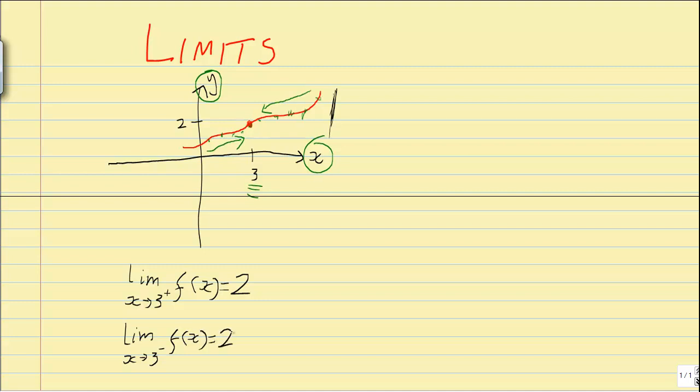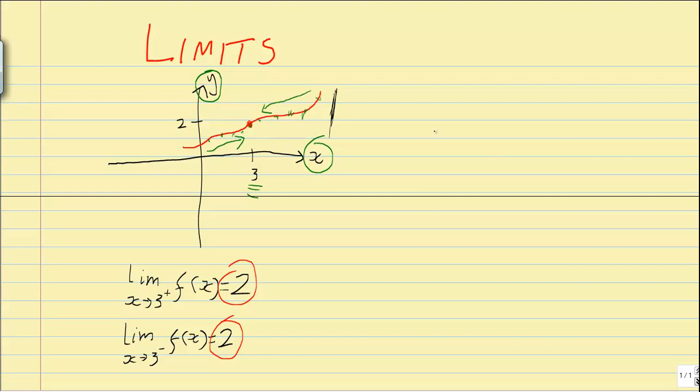equals 2. And because these both equal the same number, because when we approach it from the positive direction we get 2, and when we approach it from the negative direction we get 2, we can say that the limit exists. And this is actually going to become very important when we're doing our calculus, because we can only obtain the derivative of a function if the limit exists at that particular point.